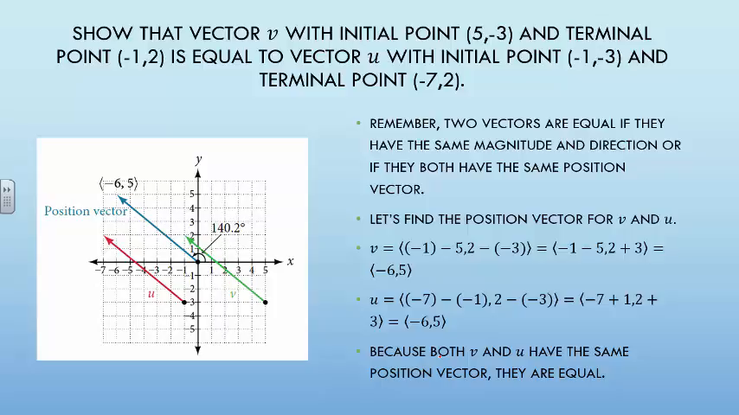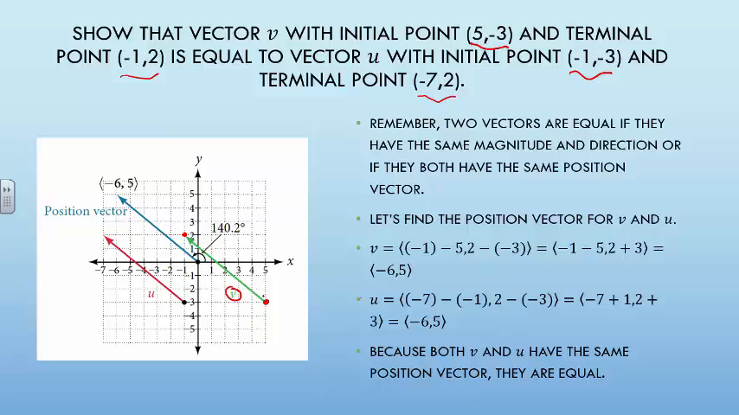Next example, showing that a vector v with initial point 5, negative 3, and terminal point negative 1, 2 is equal to vector u with initial point negative 1, negative 3, and terminal point negative 7, negative 2. First thing, draw a picture. We'll draw our vector v first. Initial point 5, negative 3, so that's over 5 on the x and down 3 on the y. Terminal point negative 1, 2, negative 1 on the x, up 2 on the y. And we can see our vector v right here in green.